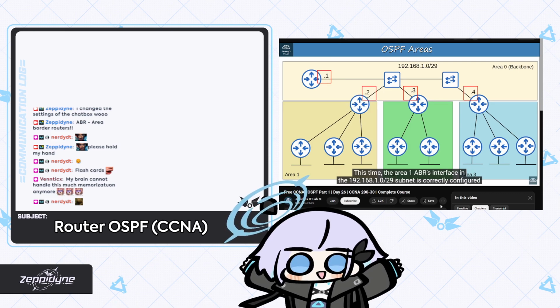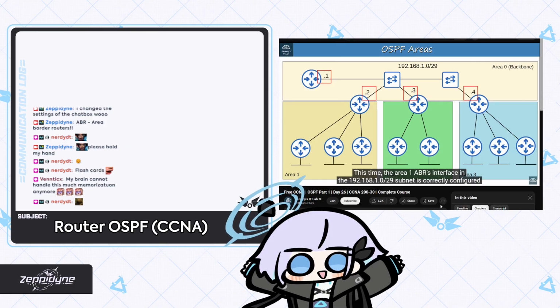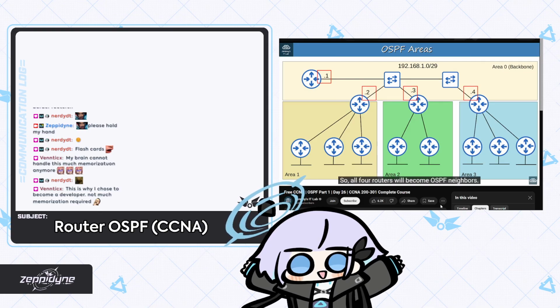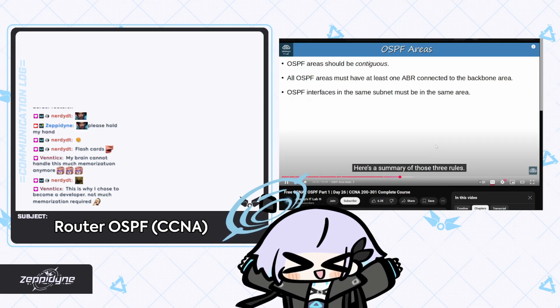This time, the Area 1 ABR's interface in the 192.168.1.0/29 subnet is correctly configured in Area 0. So, all four routers will become OSPF neighbors. Here's a summary of those three rules.